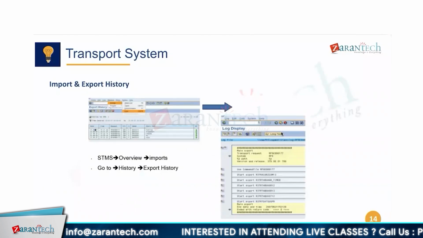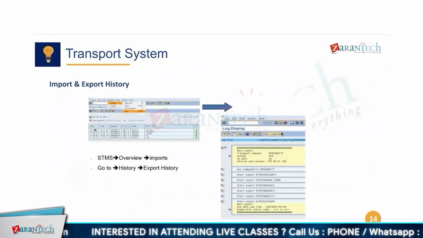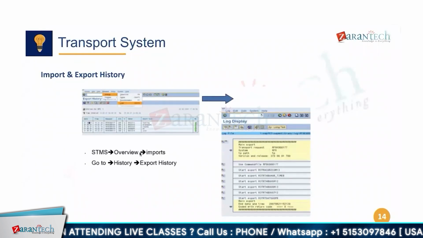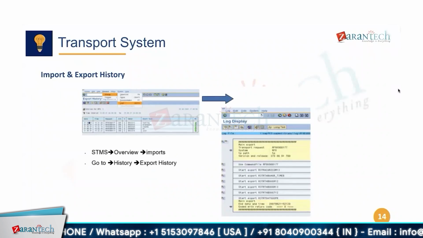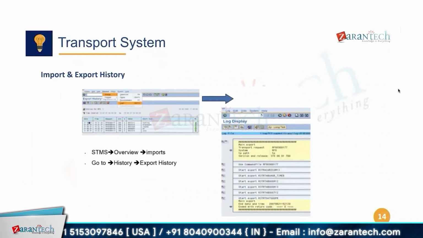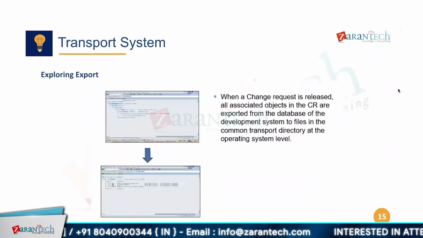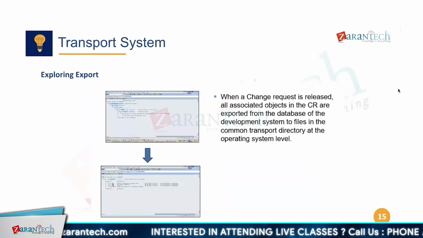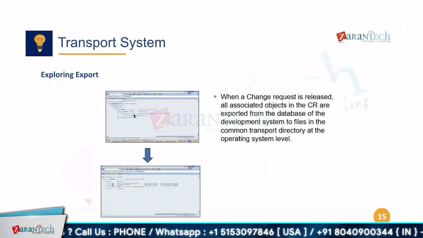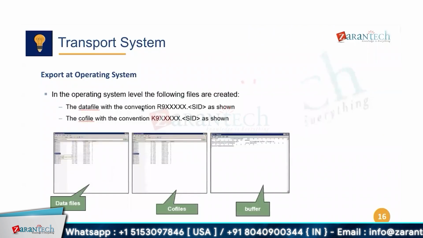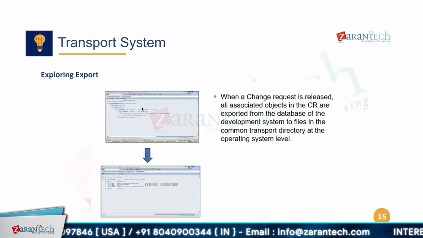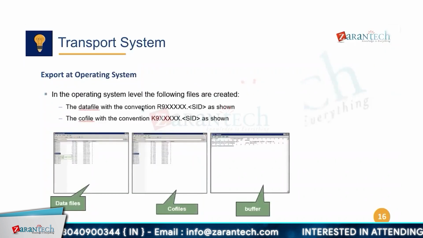Now, import and export history. In your landscapes, you can simply check it. It's straightforward. Follow the screen: STMS, overview, imports, go to history and export history. What transports were imported or exported, you can check this data in the system. Just for your understanding, these screens have been created. Similarly, in SE01, if you give the transport number, it will give you the details of the transport: who imported it and the details of that change.